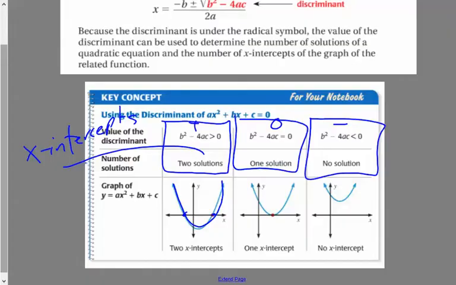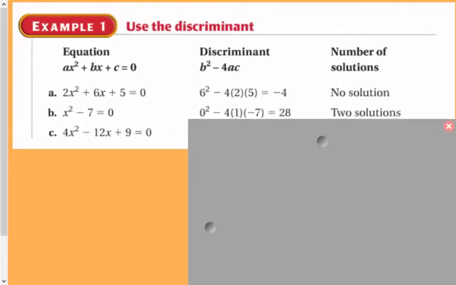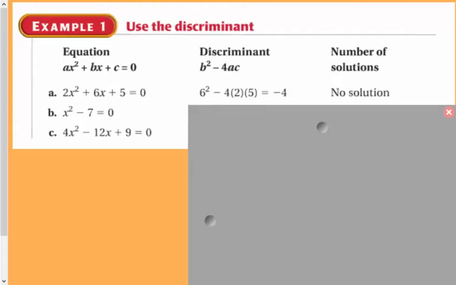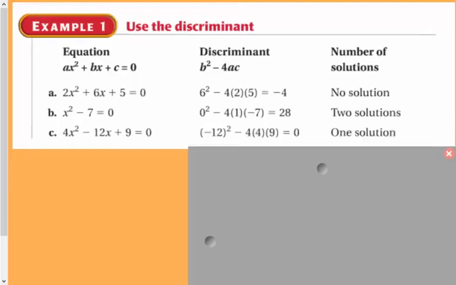So that's all we're doing today. Use the discriminant to figure out how many solutions each one of these has. b squared minus 4ac, so 6 squared minus 4 times 2 times 5. Negative 4, no solution. B squared is 0, so 0 minus 4 times 1 times negative 7. Two solutions, it's positive. B squared, negative 12 squared, minus 4 times 9, and you have 0, so there would be one solution there.